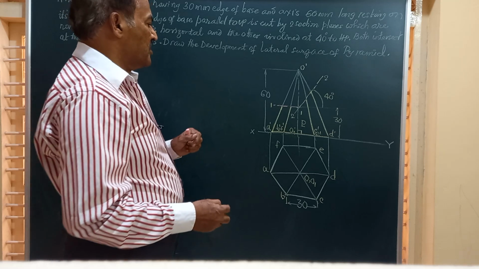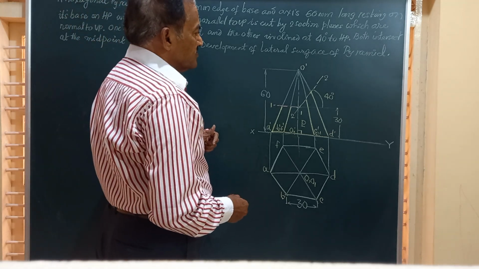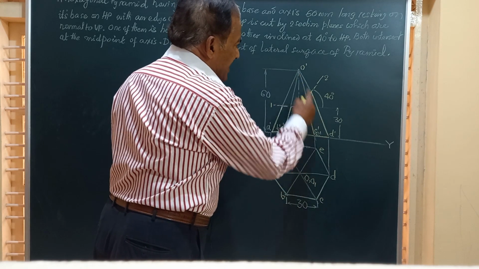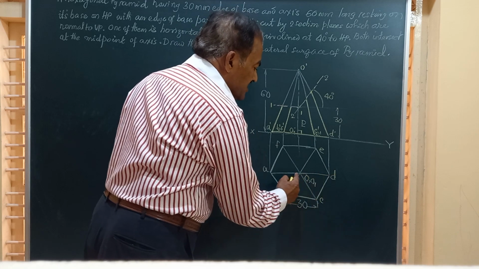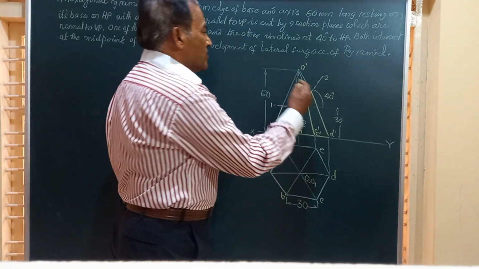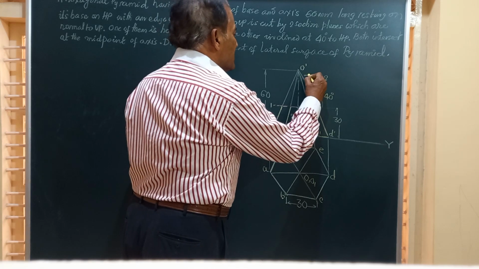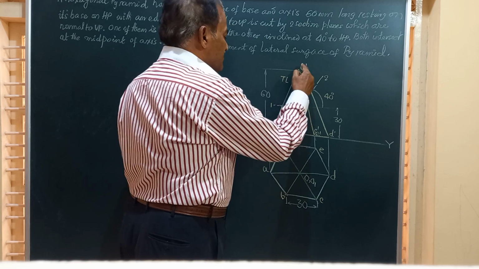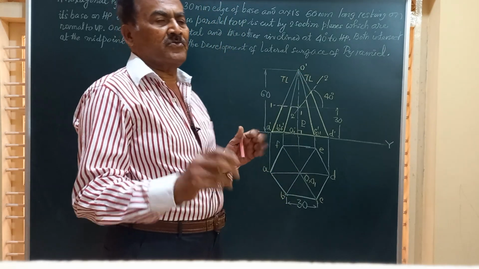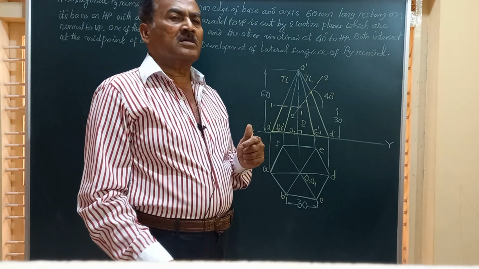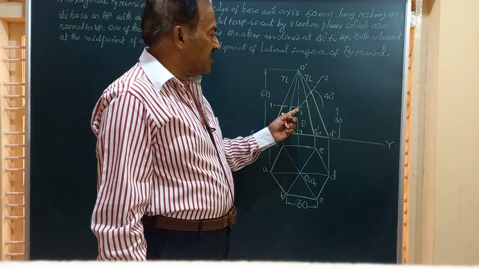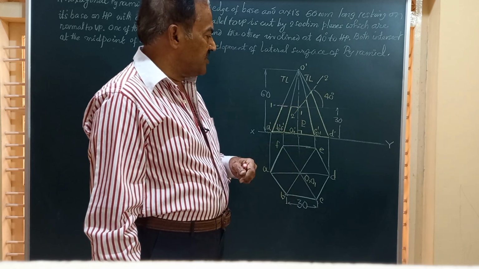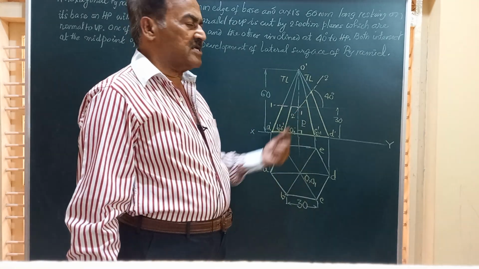Now friends, you can see here this O dash D dash is one of the slant edges whose top view is OD. Since OD is parallel to VP, this O dash D dash will give you the true length, and similarly O dash A dash will also give you true length because OA is also parallel to VP. Now friends, here you can see both the section planes are seen as lines in the front view, and this is the portion for which you need to draw the development for the lateral surface.